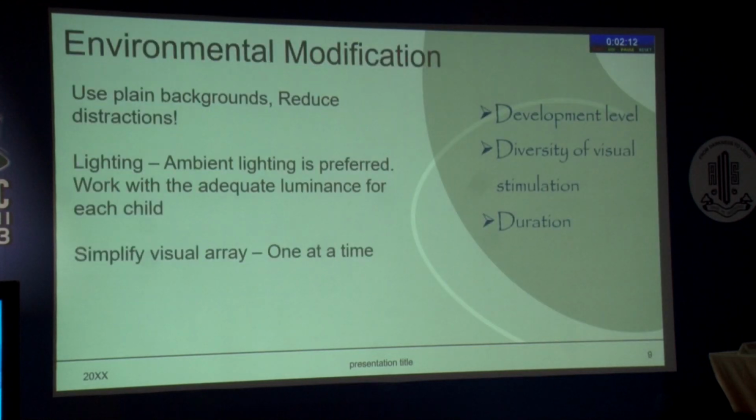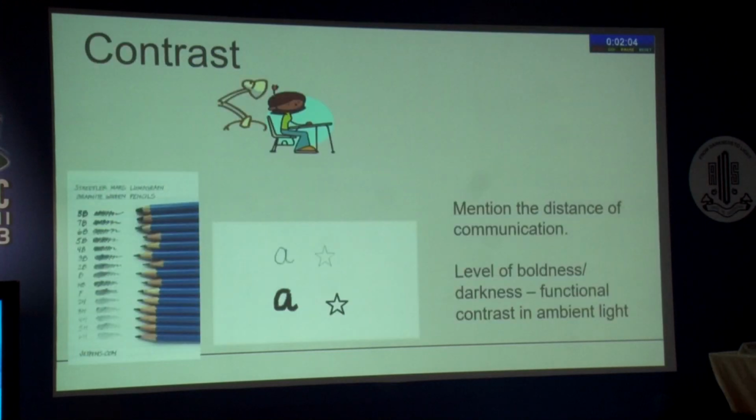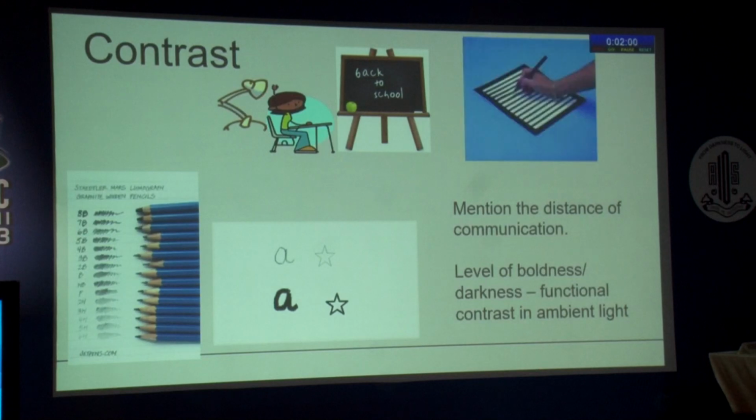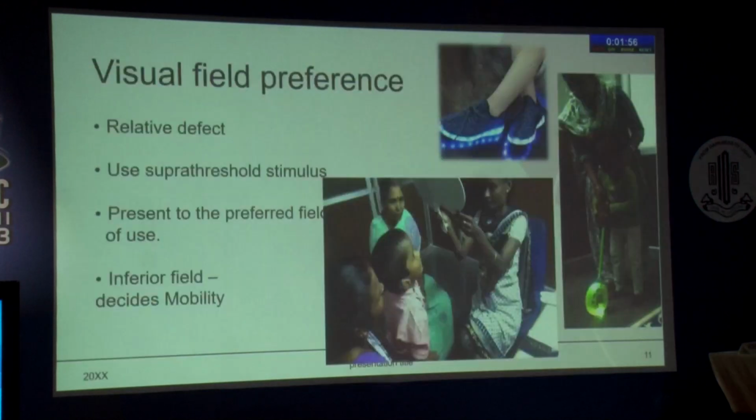Environmental modifications, the 3Ds, depending on the developmental level, diversity and duration, use plain backgrounds, the ambient lighting, and simplify the visual array. Always give what contrast they have to work with, where should they be seated, and the important writing materials for learning and in school.